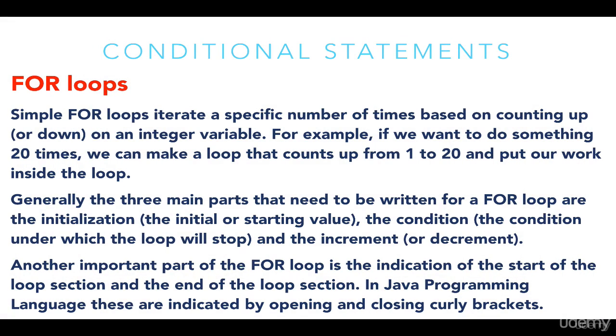Simple for loops iterate a specific number of times based on counting up or down on an integer variable. For example, if we want to do something 20 times, we can make a loop that counts up from 1 to 20 and put our work inside the loop. Generally, the three main parts that need to be written for a for loop are the initialization, the initial or starting value, the condition under which the loop will stop, and the increment or decrement of the variable.